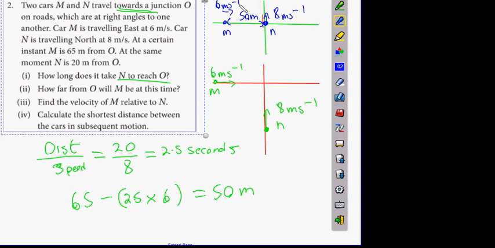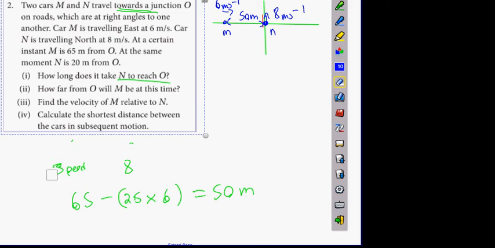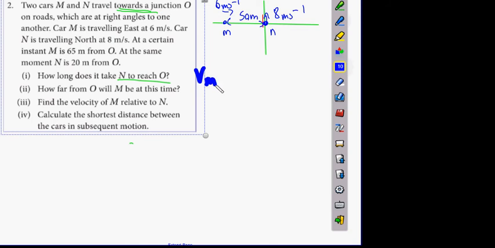Now, what we have to do next is find the velocity of M relative to N. M relative to N, okay? So M is the first letter, N is the second letter. Which one is stationary? Does anybody tell me? N. VMN, so that means that for all purposes, N is held stationary. You got that? It's stuck to the spot.